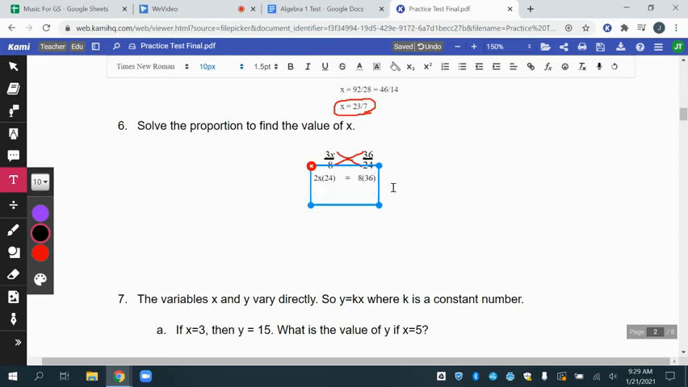Okay, this one's a little weird because I have a 2. Oh, that's not a 2, that's a 3. A 3 and a 24. Now it's 3 times x times 24. Now the truth of the matter is, according to the commutative property, if I have 2 times 3 times 4, that's the same as 3 times 4 times 2. It doesn't matter what order I multiply in as long as they're all just multiplying.